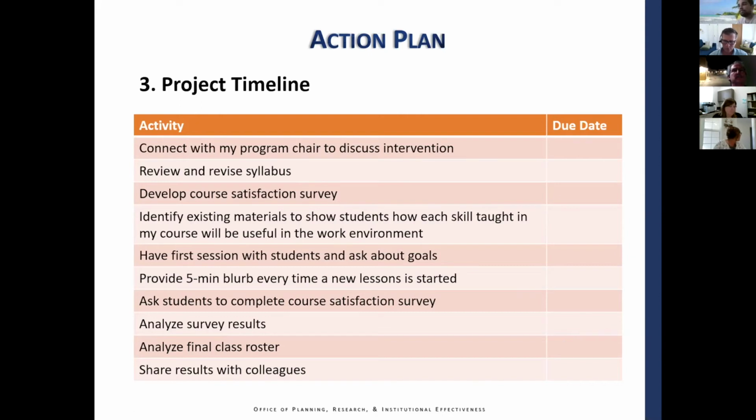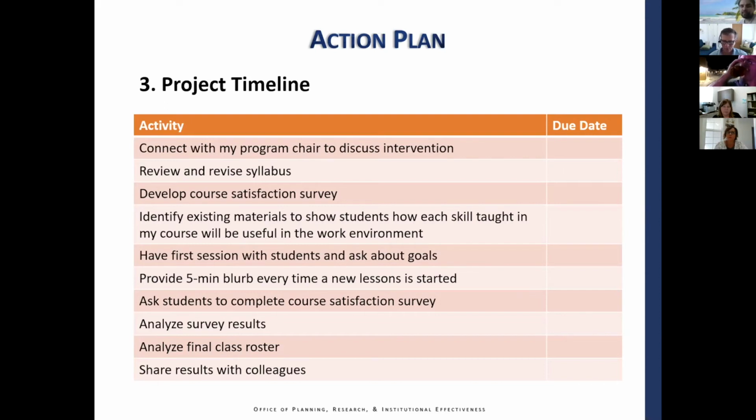Then at the end of the term, at the end of the class, I'm going to ask them to complete a course satisfaction survey. Now, course satisfaction survey could mean 1 million different things. That is a very broad thing. But my survey is going to be specifically about identifying if students feel like I was able to connect the lessons to job skills and things like that.